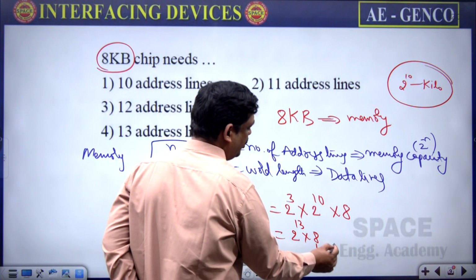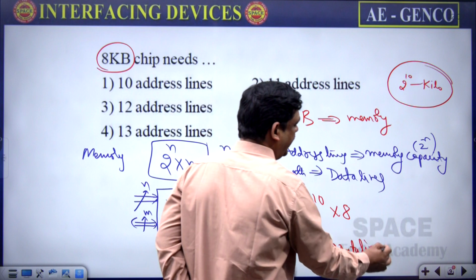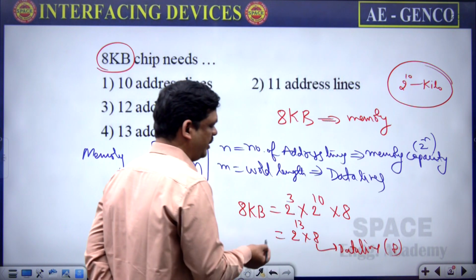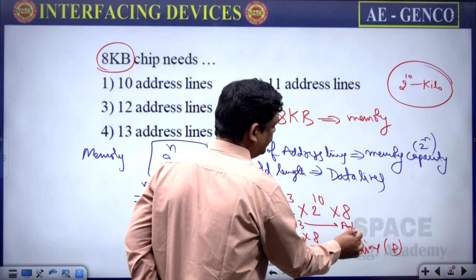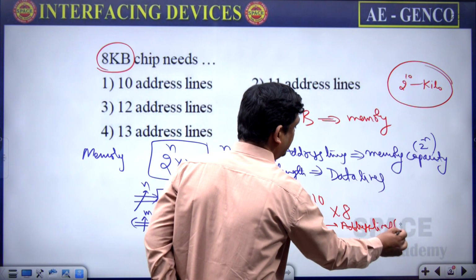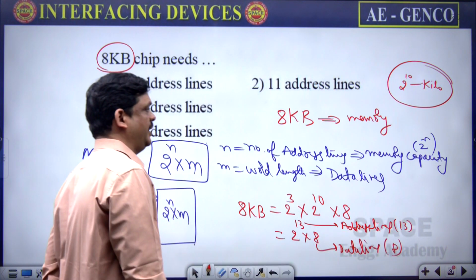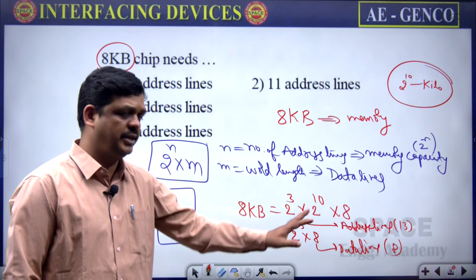Now this explains the number of data lines. So how many data lines does it require? 8 data lines according to the given problem, right? And this explains the number of address lines. According to the given question, how many address lines internally? It has 13 address lines. So 8 KB memory requires 13 address lines and 8 data lines.